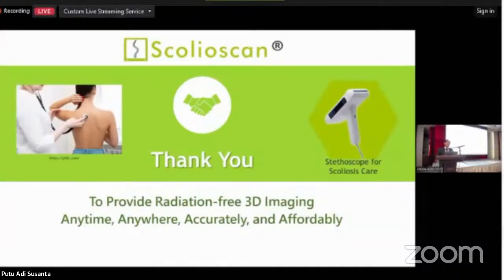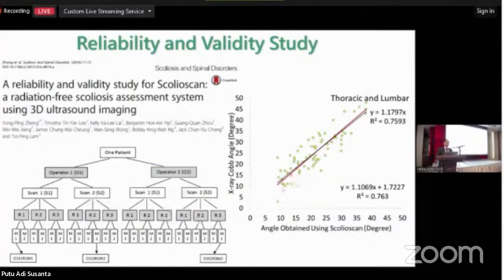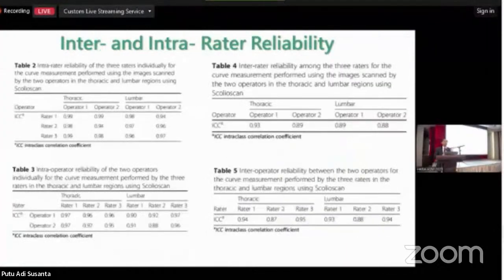So you may ask, what research have we done to verify that? Actually, we have done a lot of research to verify it, for reliability and validity. You can see we do a lot of inter-operator and inter-rater measurements. The overall idea is that it is very repeatable. This is why you scan once, scan a second time, and the results are very repeatable.